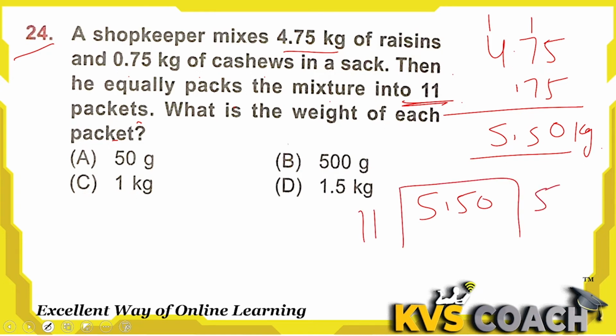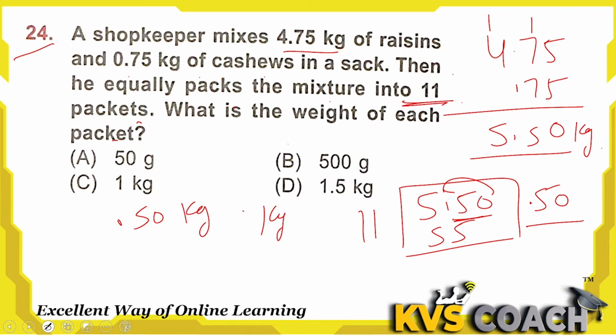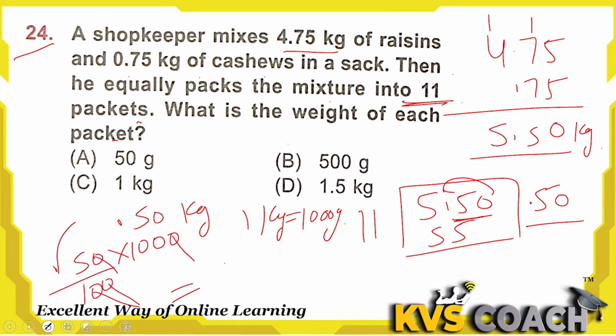Okay, so 11 5s are 55. And 0 is carrying here, but before the 2 digits it is a point, so we will put the point here. This is 0.50 kg. 1 kg is equal to how much gram? That is 1000 gram. So what will be the value? 0.50 into 1000, then we will change into gram. So it will be 500 gram. Okay, so 500 gram is the right answer here.